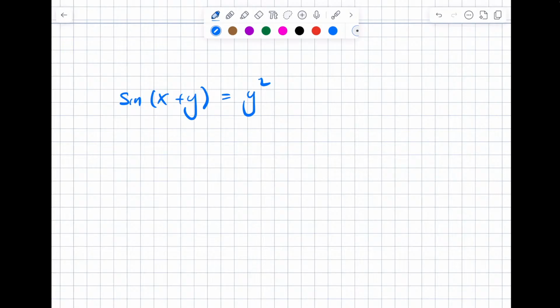Make sure you understand arguments, that this is a two-layer situation. That's what you need to understand. A lot of times people think it's sine times x plus y. It's not sine times x plus y. That's very bad thinking. I will say that clearly again: it is the argument.